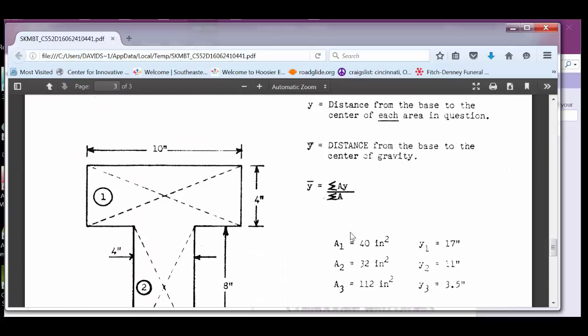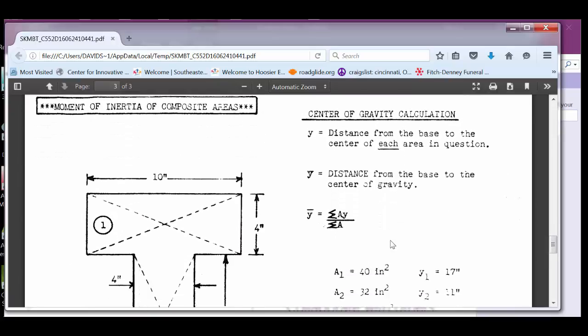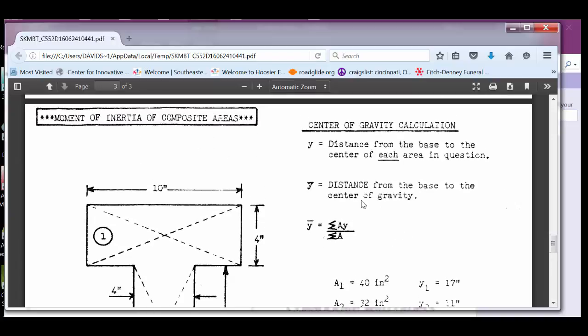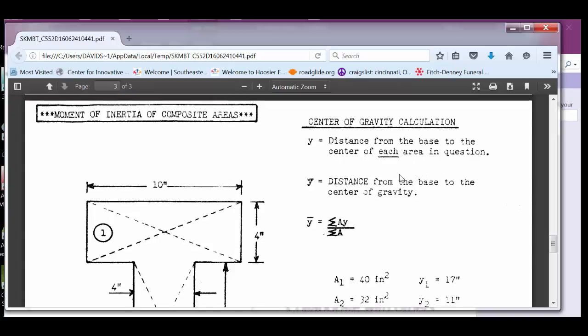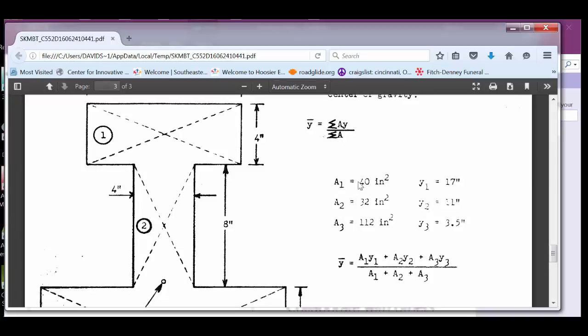I think Chapter 7 is strictly center of gravity, so we'll deal with that. But note it's got a description here, y, distance from the base to the center of each area in question. So this is a composite part. So what we're doing here is this I-beam, if you will, and that's not an uncommon shape per se. We split this up into three different segments.